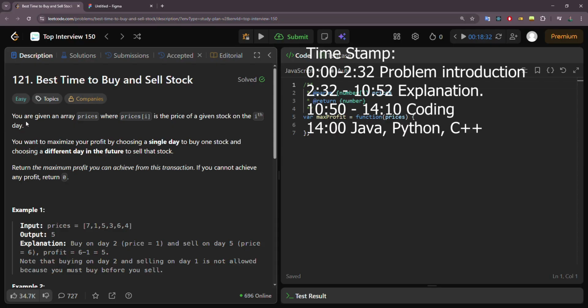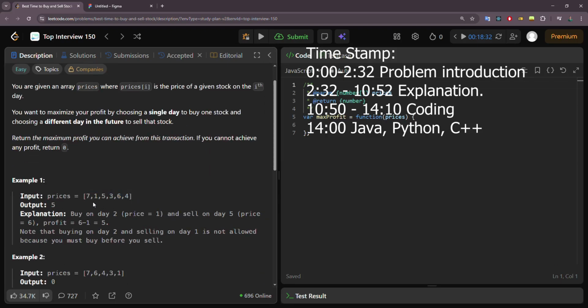That says, you are given an array prices where prices[i] is the price of a given stock on the ith day. You want to maximize your profit by choosing a single day to buy one stock and choosing a different day in the future to sell that stock. Return the maximum profit you can achieve from this transaction. If you cannot achieve any profit, return 0.